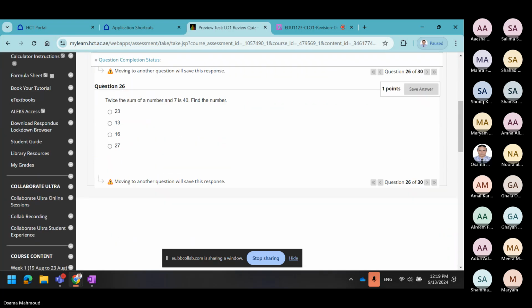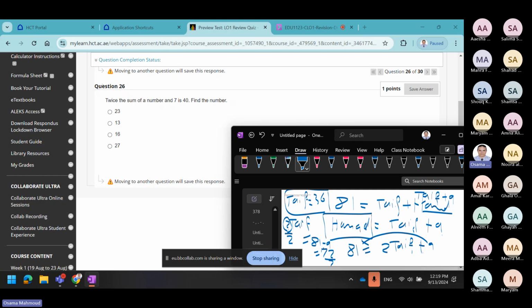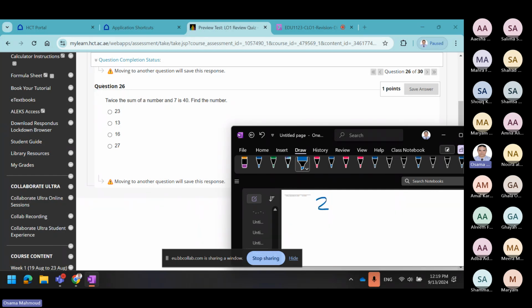Now, twice the sum. What does twice mean? It means 2 times. The sum means something added to something. The number plus 7 equals 40, right? This is the right expression. Find the number x. So what I'm going to do is use the distributive law. So you have 14 plus 2x equal to 40.